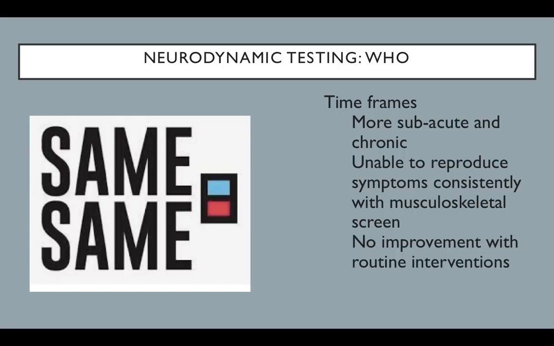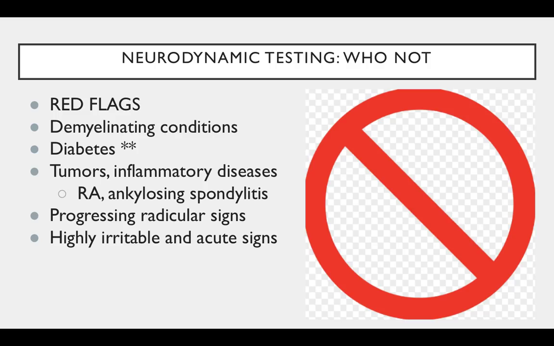Also, to help your decision making, from a chronological and tissue irritability standpoint, it may be of importance to assess neurodynamics in more subacute and chronic phases, or even later in a plan of care if we are not able to see improvement with routine interventions, or if we are unable to reproduce the patient's symptoms consistently with a thorough musculoskeletal screen. Possibly of more importance is who to not perform these tests on.